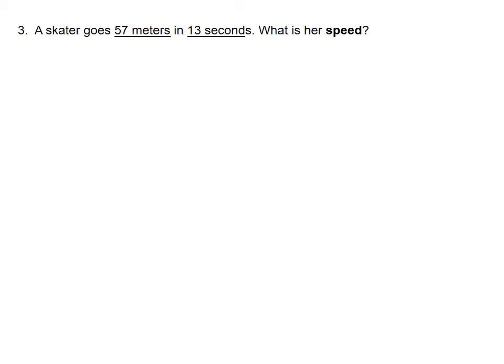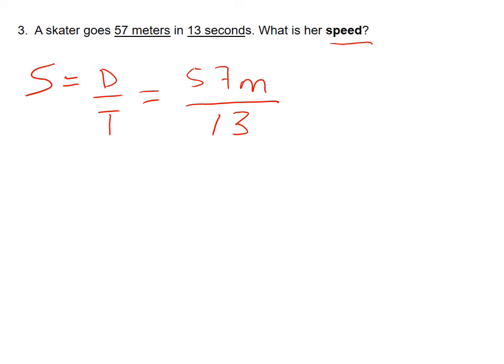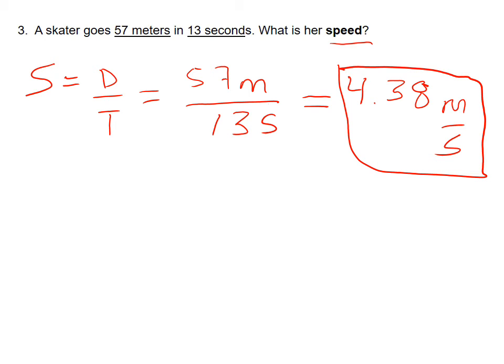In number 3, it states that a skater goes 57 meters in 13 seconds. What is her speed? So in this one, we need to have the equation. So from your note card, speed is equal to distance divided by time. And the distance is 57 meters divided by the time of 13 seconds. Mathematically, when you take 57 divided by 13, you get 4.38. And I just round it to that second digit beyond the decimal, and my units would be meters per second. And then we put the answer in a box.